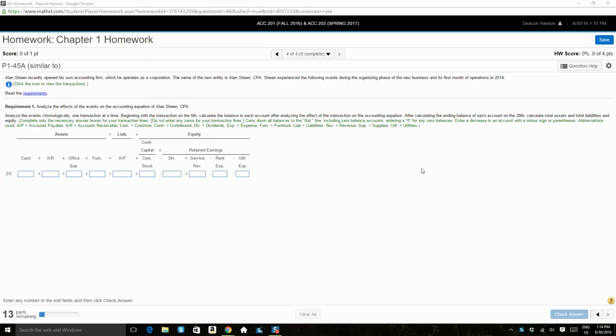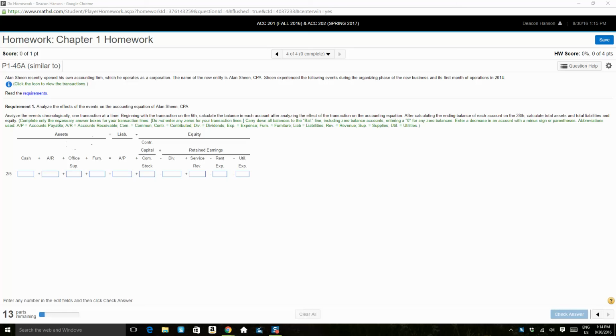Face-to-face class today, so I'm going to go ahead and do this problem for you. This is problem 1-45A from chapter 1. It's one of your homework assignments, and we'll go through it really quick here. What we're actually trying to do is show the effect of each transaction on this accounting equation.